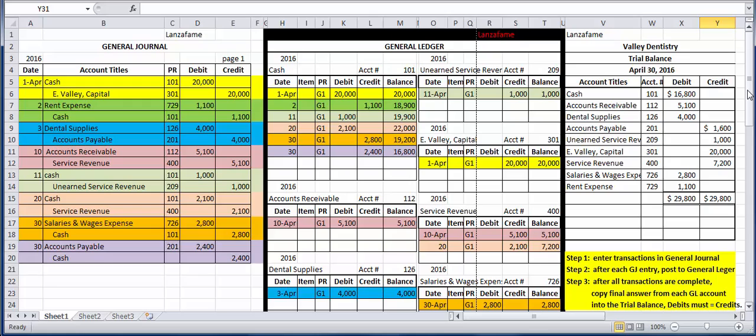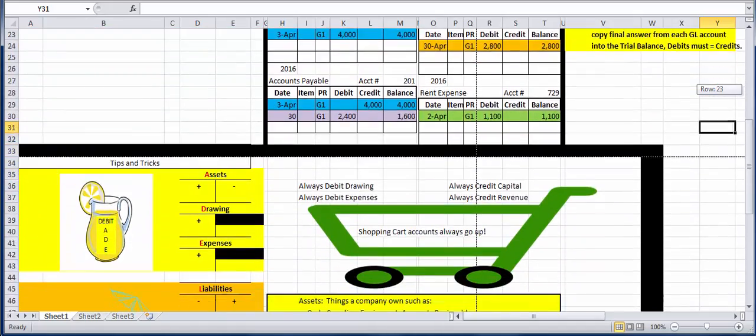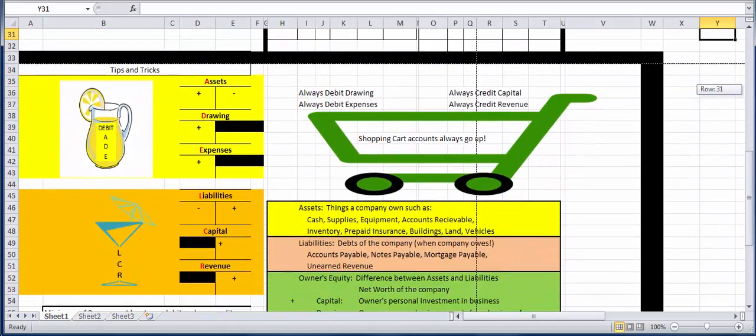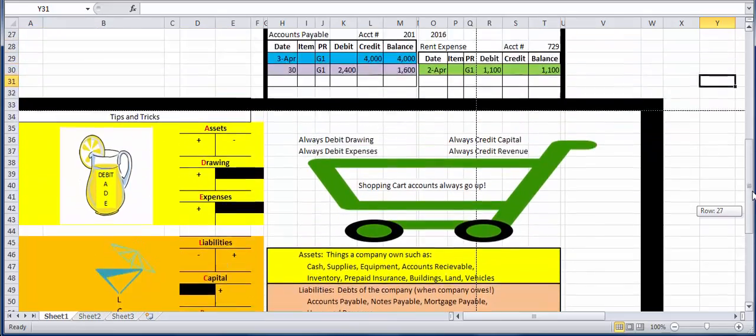Okay? So remember debit, remember credit, and again at the bottom of the screen you see the debit and credit accounts, and of those 6, 4 of them always go up, which are the shopping cart accounts. Okay? And that's all I have for you today.